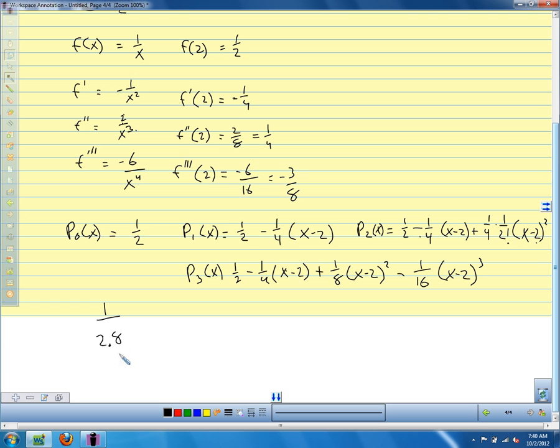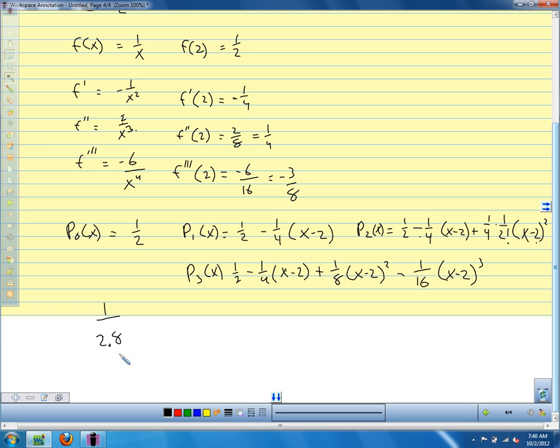Centered around 2.8, or if we wanted to, we definitely could do that. What would be just something close to 2.8 that would be a little easier to work with? We could expand about 3. You could plug it into your calculator and let the calculator do it. Or just do 1 over 2.8.